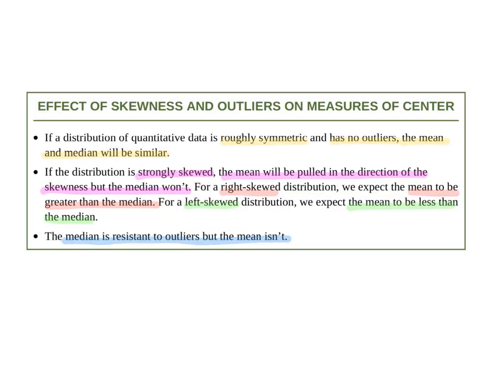Another way to sum all that up is this following color-coded chart that I will not apologize for. Gotta love color coding. If a distribution of quantitative data is roughly symmetric and has no outliers, then the mean and the median will be similar. If the distribution is strongly skewed, the mean will be pulled in the direction of the skewness, but the median won't. For a right-skewed distribution, the mean is going to be greater than the median. For a left-skewed distribution, we expect the mean to be less than the median. And as we know, the median is resistant to outliers, but the mean, oh, the poor mean, isn't resistant to outliers.